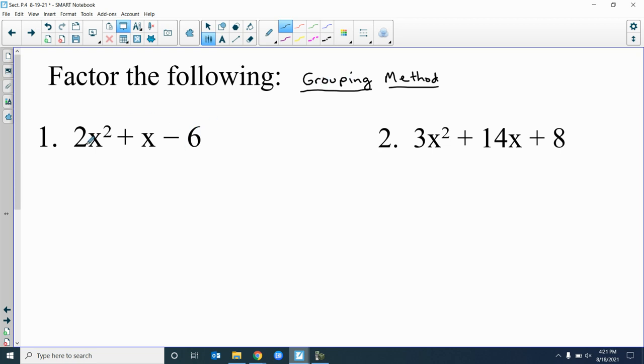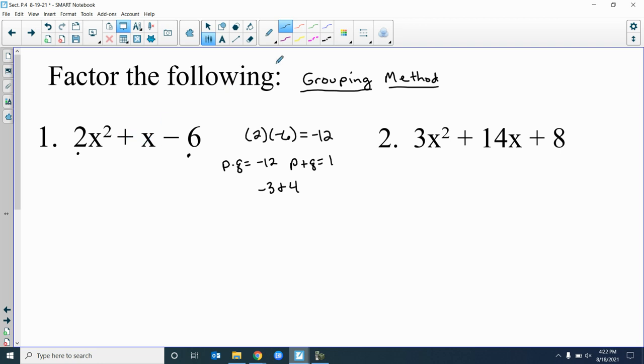All right, grouping method. This is what you would do. You would take the first coefficient times the last. So you take 2 times -6, which is -12. And then we try to figure out, and I just use P and Q for whatever reason, two numbers that multiply to get -12 and at the same time add to get whatever the middle term is, which is 1. Well, those two numbers are going to be -3 and 4. If you can figure out those two numbers, you know it factors.